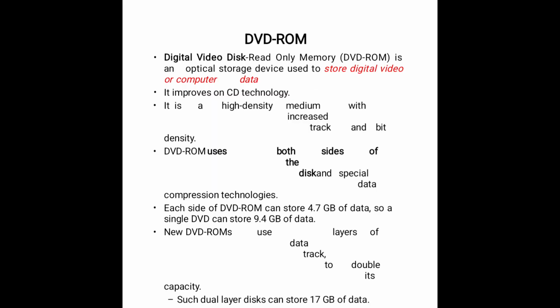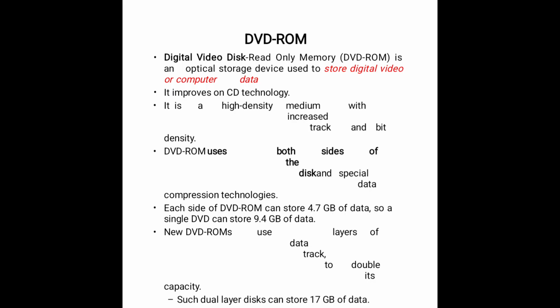The next one, digital versatile disc or digital video disc. It's a DVD-ROM. It's an optical storage device used to store digital video or computer data. It improves on CD technology. It's a high density medium with increased track and bit density. So DVD-ROM uses both sides of the disk and special data compression technologies. Each side of the DVD-ROM can store 4.7 GB of data.